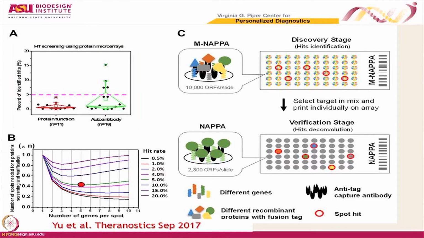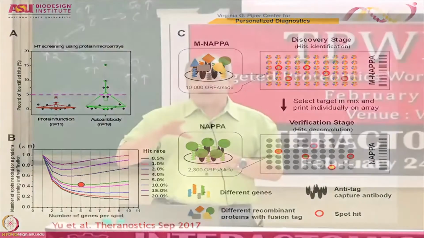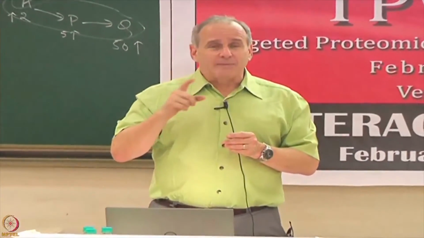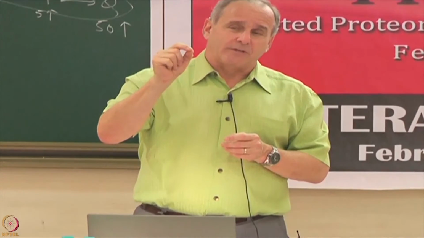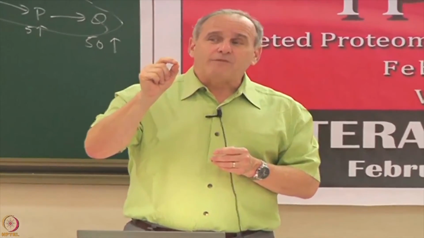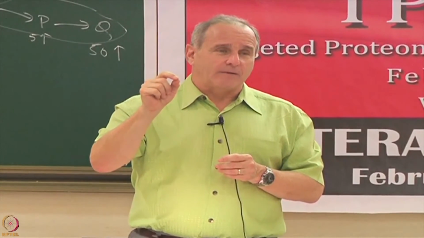In the current NAPPA format on plain glass slides, which is what most people can use, because all the technology I just showed you is kind of fancy and you have to have special instruments to do it, most people would rather work on a plain glass slide the way you have. The problem is, in our current platform, we can only put about 2,300 proteins on that slide. But that limitation is only true if at each spot you only have one protein. But what if you put more than one protein at each spot?